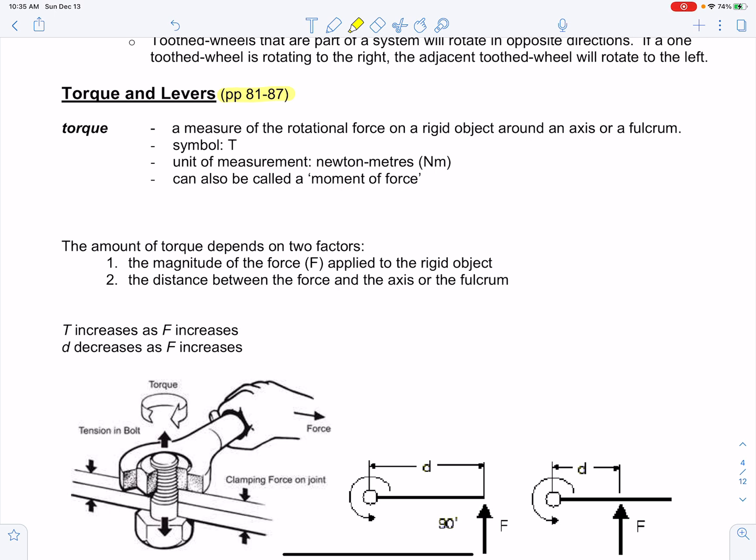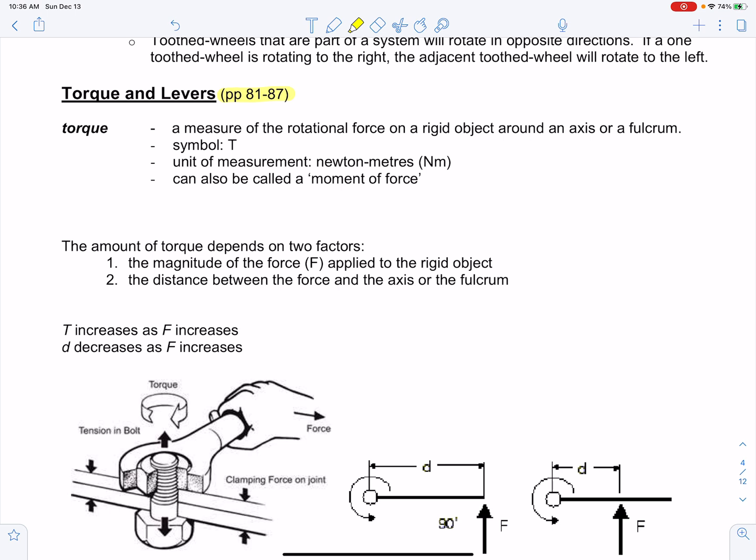Torque is a quantity in physics, one that you're familiar with, especially if you are familiar with automobiles. It's a measure of the rotational force on a rigid object around an axis or a fulcrum. The symbol for torque is the capital letter T, and the unit of measure is the Newton meter, given the symbol capital N, small m. We can also call it a moment of force. So torque is often called a moment of force. Those two terms are interchangeable.